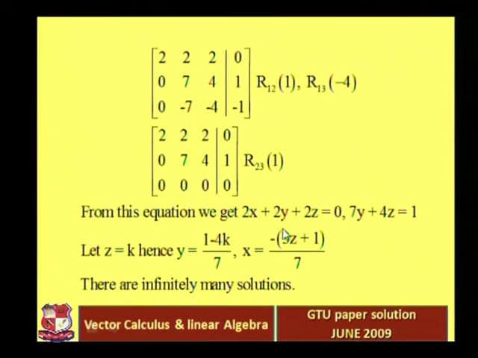So from this we get 2x plus 2y plus 2z equals 0, coming from the first row. The second equation is coming from the second row, 7y plus 4z equals 1. Now in the first column we have a leading entry, in the second column we have a leading entry, but in the third column we don't have a leading entry. So take z equals k, hence y equals 1 minus 4k upon 7, coming from this equation. x equals minus 3z plus 1 upon 7. Okay, so there are infinitely many solutions.